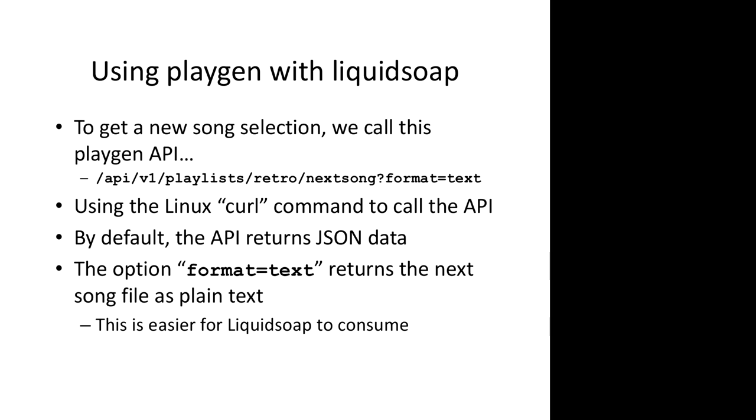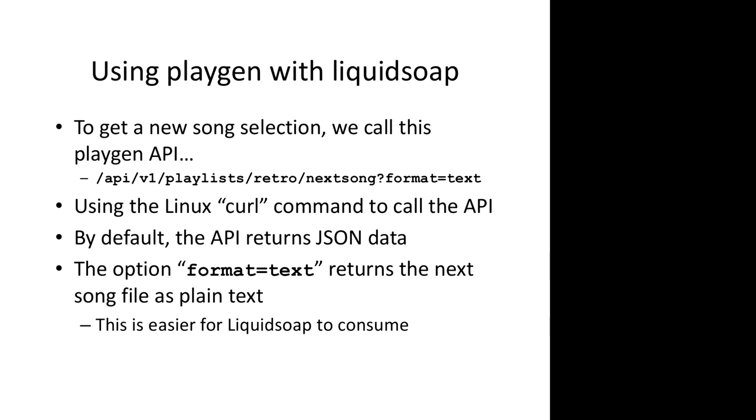So in Liquid Soap, we need to use a certain API that's provided in the Playgen data server. It's an API called Next Song, and you would send a GET request using a URL where you give the name of the playlist that you're interested in, and Next Song is the thing you want to ask for. This will return a selection of a new song to perform that's been completely randomly chosen, as I mentioned before. And you can add a special option, format equal text, which is in fact the easiest way to use this with Liquid Soap, because plain text is the easiest way to do this in Liquid Soap.